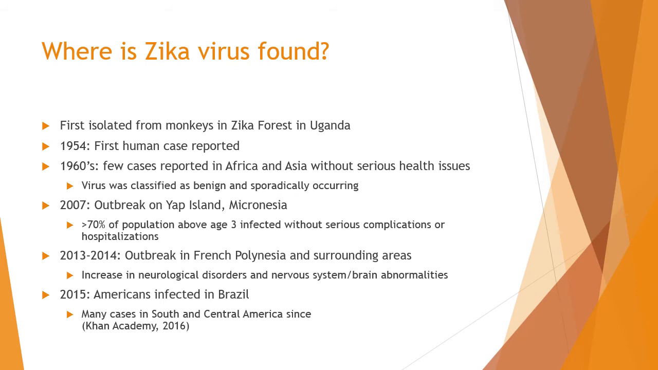So in French Polynesia in 2013 and 14, it was noticed that there was an increase in frequency of neurological disorders and nervous system and brain abnormalities. In 2015, the first cases in the Americas were reported in Brazil, and during this time there were many cases reported in South and Central America.